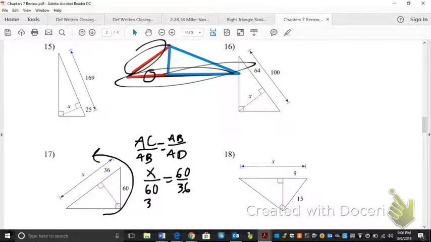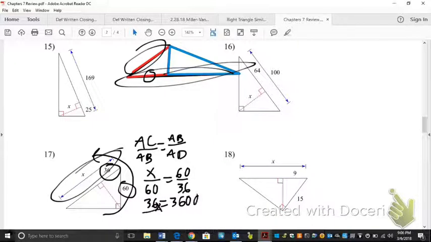Now notice down here, that's what we're given. Left segment, and the entire hypotenuse. So even though it's the hypotenuse that we're missing instead of that red leg, we are still going to use the red triangle because that's what relates those three measurements together. Cross multiply, we get 36x equals 3600. Divide both sides by 36, and we get x equals 100.